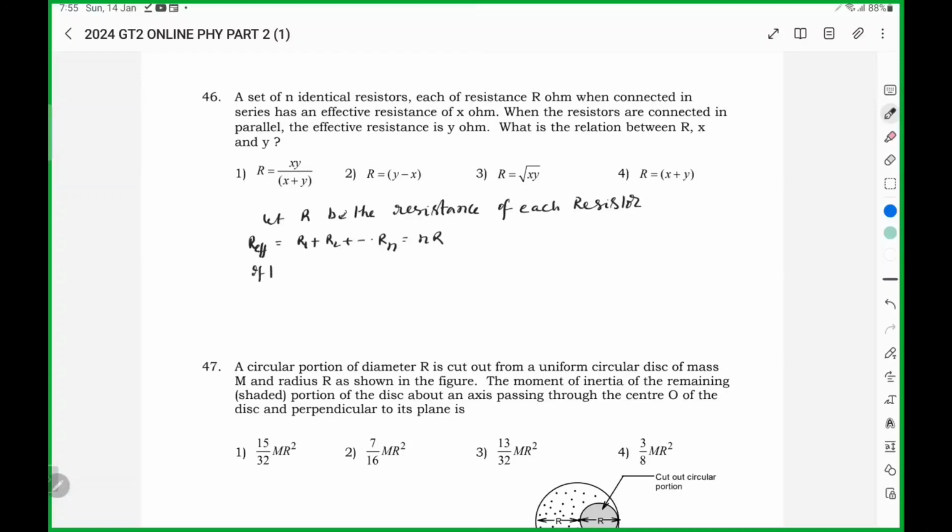If they are connected in parallel, 1 by R effective is 1 by R1 plus 1 by R2 and so on. All are identical resistors, so R effective will be R by n.